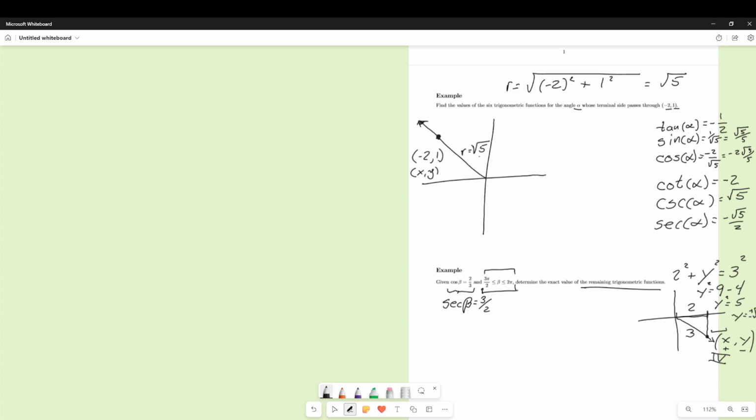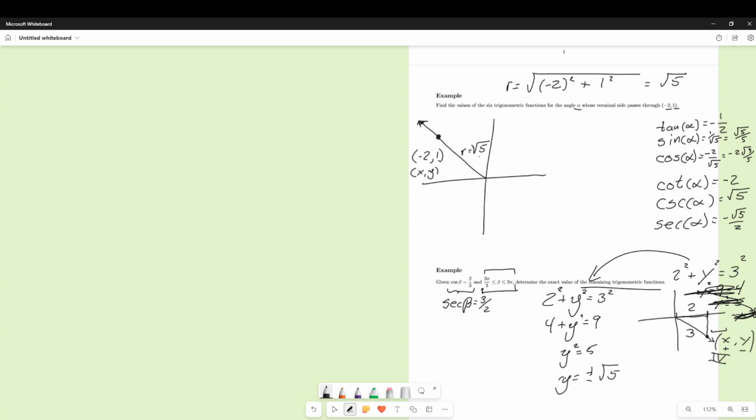Sorry, that's squishy in there. I'm going to move it. Let's put this over here. 2 squared plus y squared equals 3 squared. So 4 plus y squared equals 9. So y squared equals 5. So y equals plus or minus the square root of 5.